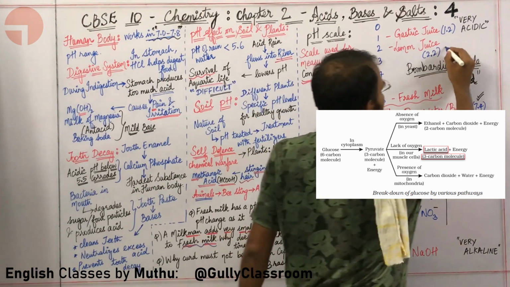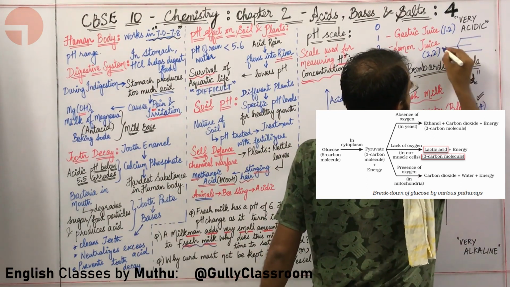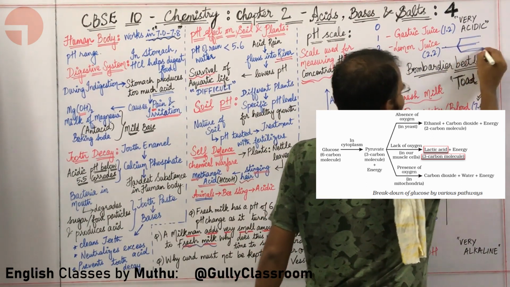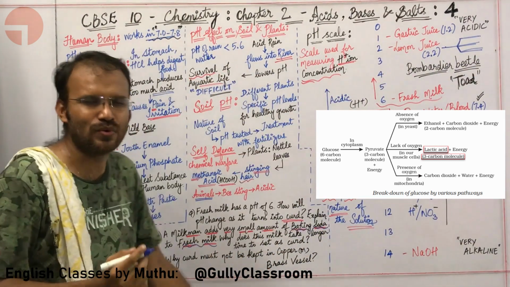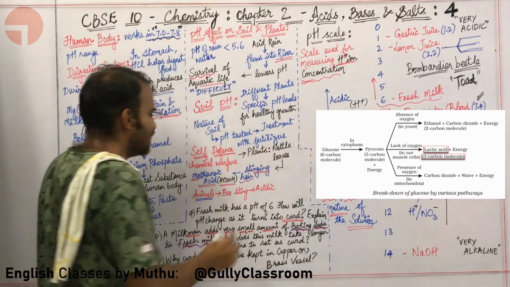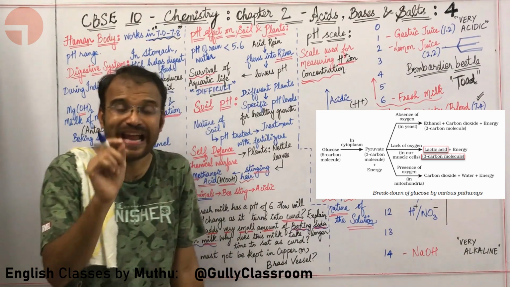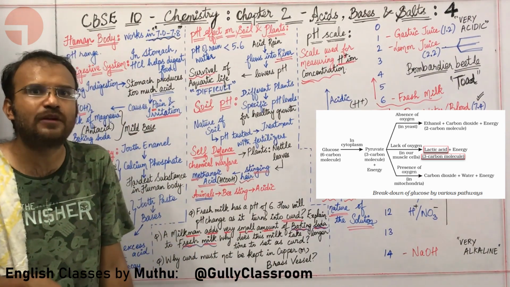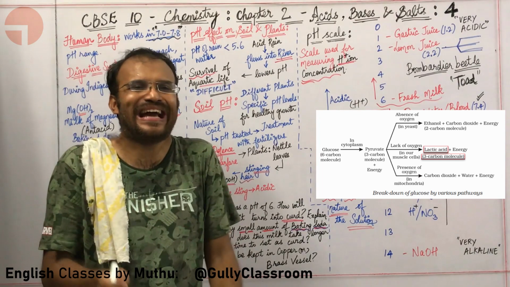You will have this kind of diagram in the biology book. This is a trident structure. In Tamil it is called Trisulam. In this we learn that when there is a lack of oxygen, what will get produced? You will get lactic acid.